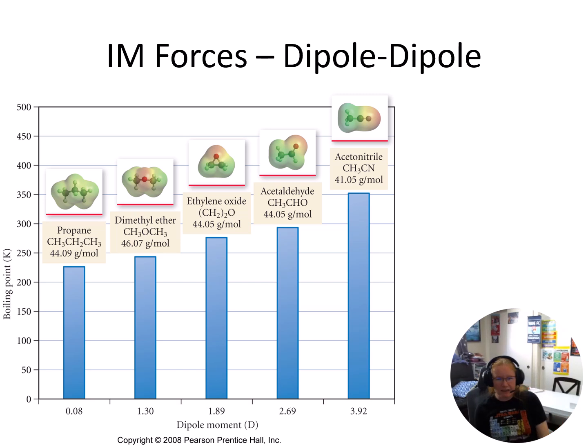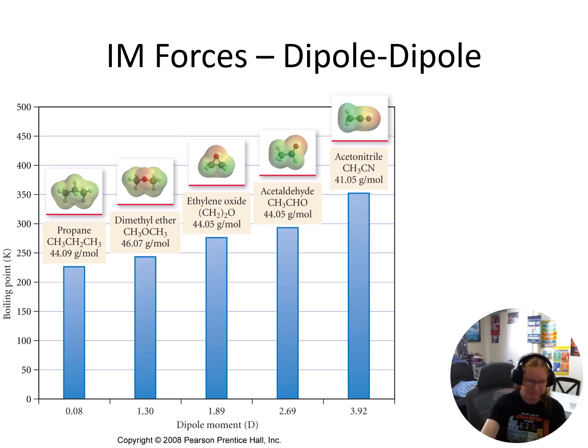When I look at propane up through acetonitrile, and I look at the size of the dipole moment, propane has almost no dipole moment, whereas acetonitrile has a fairly strong dipole moment. And which one has the higher boiling point? The one with the stronger dipole. And again, notice the molar masses are printed on here, so they all have similar molar masses. So in molecules of similar size, the size of the dipole moment is going to be the determining factor on that boiling point.